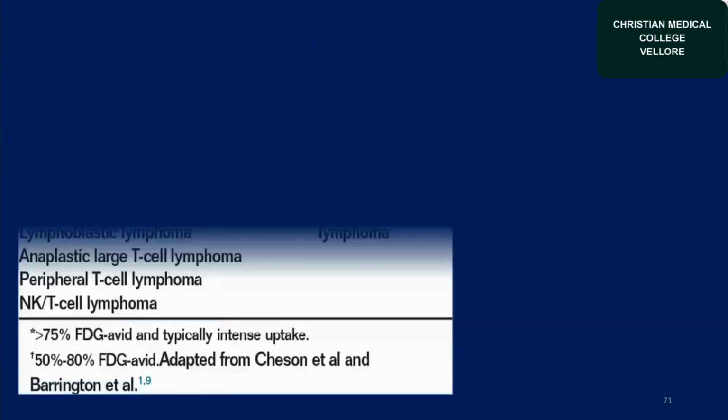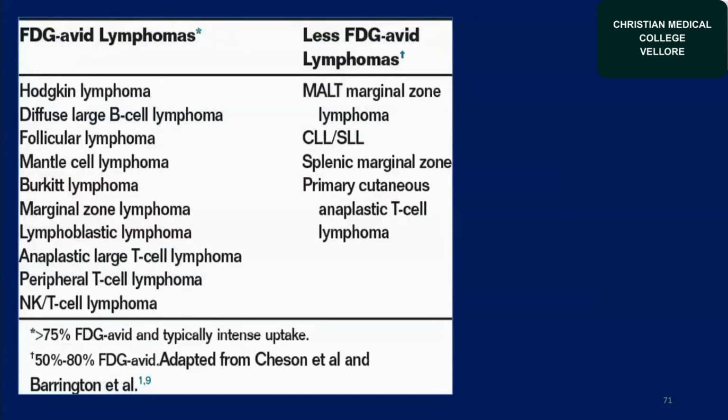It's important to note that not all lymphomas are FDG avid. Majority of them are, like the Hodgkin's lymphoma, the DLBCL, the follicular lymphoma, mantle cell, and Burkitt's. The whole list is given there. But there is also the entity to remember that some lymphomas, like the MALT or the marginal zone lymphoma, the CLL or SLL, splenic marginal zone lymphomas, or primary cutaneous anaplastic T cell lymphomas, do not show FDG avidity that much. Only 50 to 80% of them do.